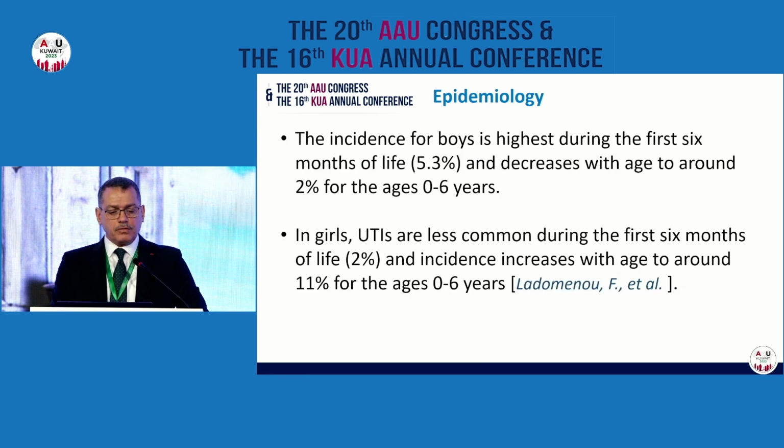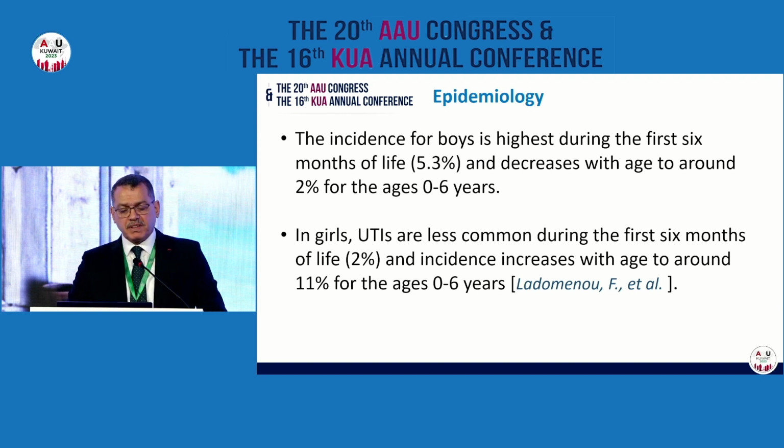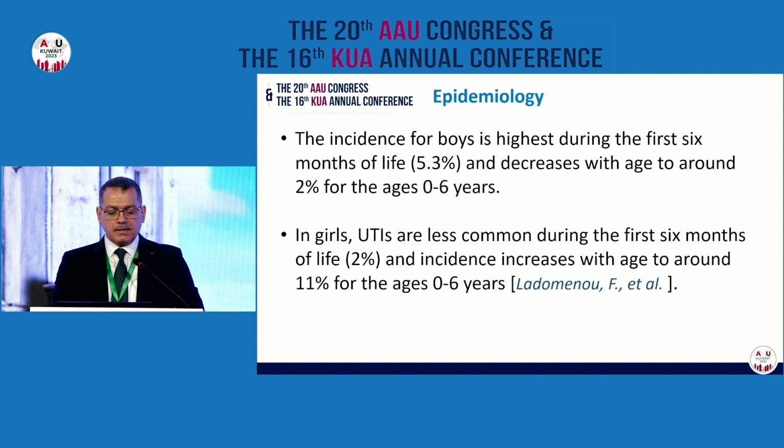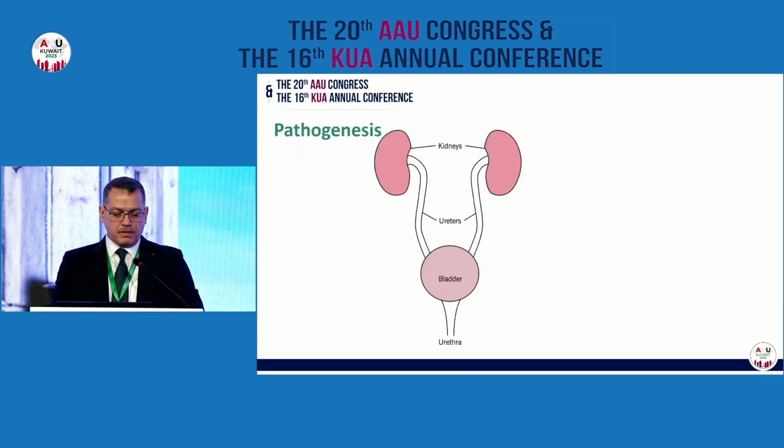UTIs were present in 7.5% of girls, 2.4% of circumcised boys, and 20% of uncircumcised boys. The incidence for boys is highest during the first 6 months of life, about 5%, and decreases with age to around 2% until the age of 6 years. For girls, it's the other way around. UTI is less common during the first 6 months of life, about 2%, and the incidence increases with age to around 11% until the age of 6 years.